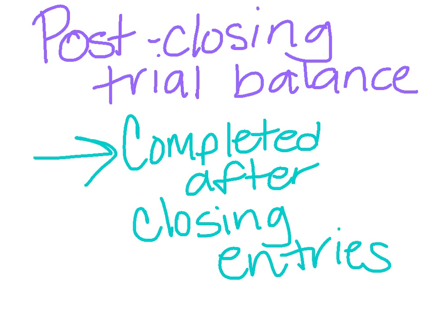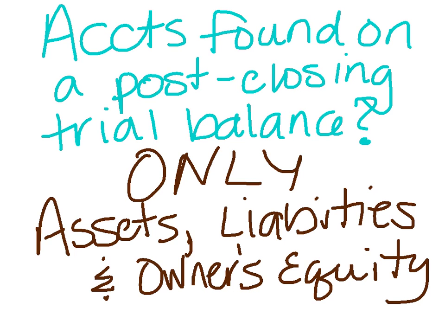A post-closing trial balance is completed after the closing entries, and the purpose of the post-closing trial balance is to make sure that your debits still equal your credits now that the closing process has been completed. Since a post-closing trial balance is done after closing, then the only accounts that are going to be found on the post-closing trial balance are the permanent ones: assets, liabilities, and owner's equity. Remember, the temporary ones, the red ones, revenue, expense, and drawing, have all been brought to zero.